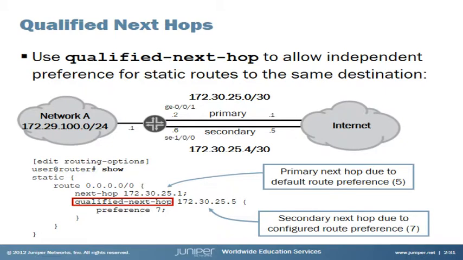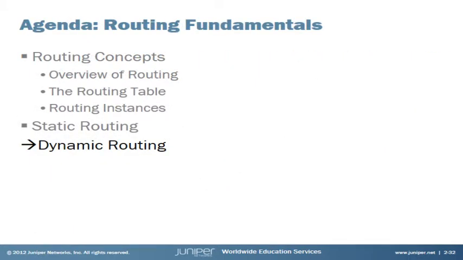It will take the 5. So the active route in my routing table will have a next hop of 172.30.25.1, until I lose connectivity to that next hop, and then the second one will go live straight away. And when the first one comes back again, then it will go live again. So it's a way of setting up a kind of backup next hop. So we've looked at static routing, route preference, and qualified next hops, where you get to set a different route preference.